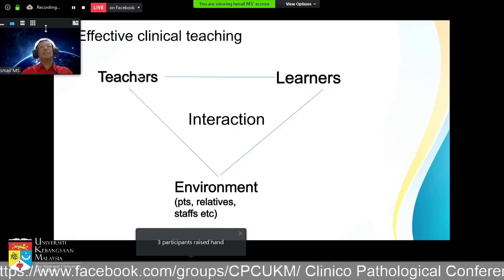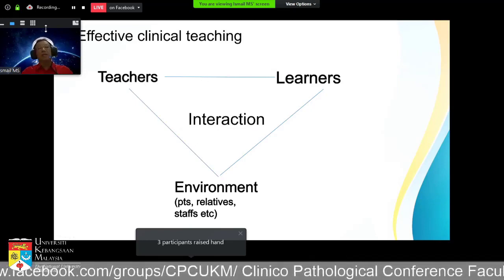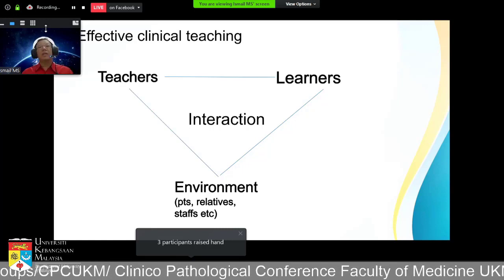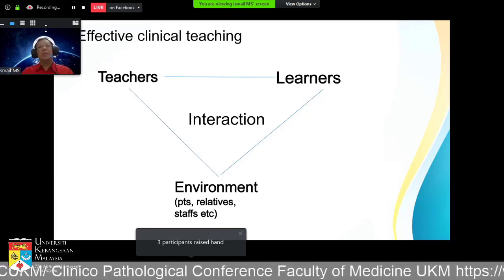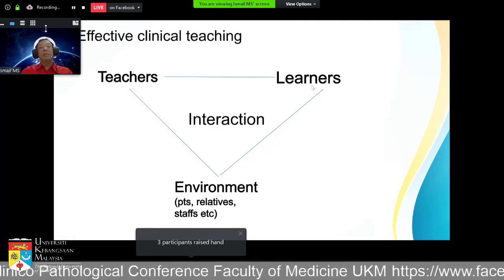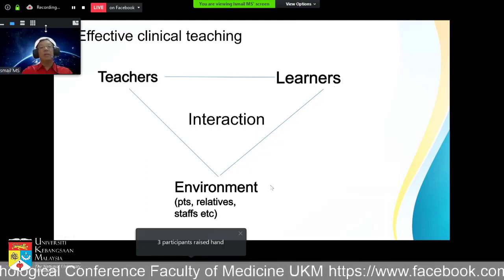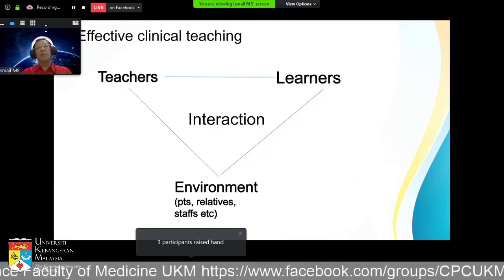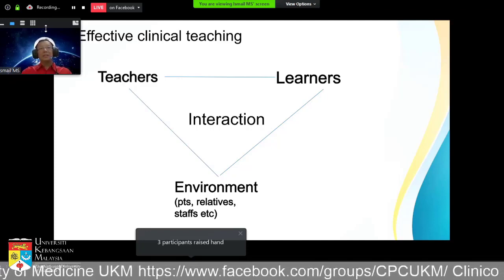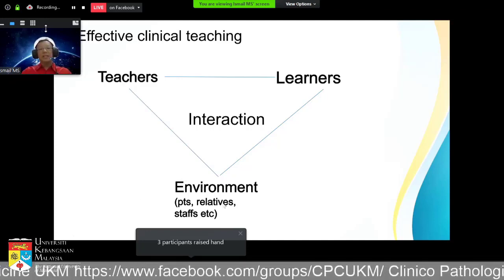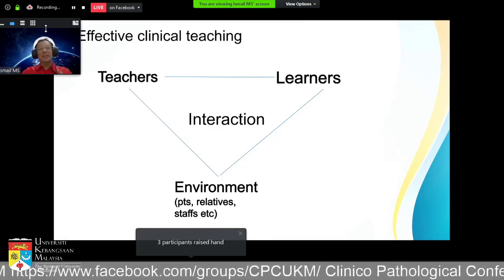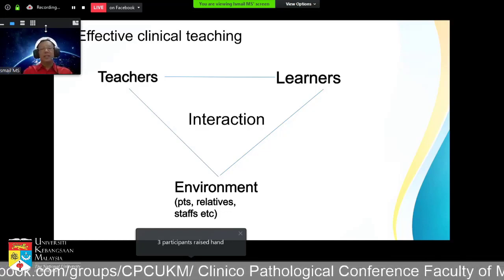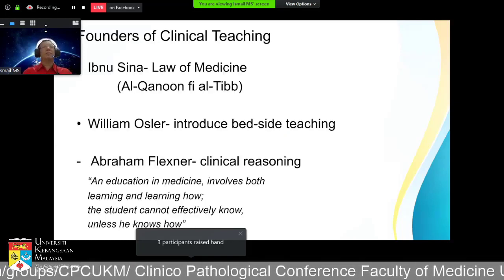We have the teachers, whose role is to give the knowledge, the skills, and also to develop the attitude of the learners. The learners go there with certain knowledge and experience. And an important thing also, the interactions have to happen in a positive environment, which is the presence of patients, relatives, staff, and so on, in the ward. However, nowadays, with the problem of the pandemic, this is actually being taken out. The environment is being replaced with some sort of virtual environment. So how can we get this interaction still going on and have effective clinical teaching?